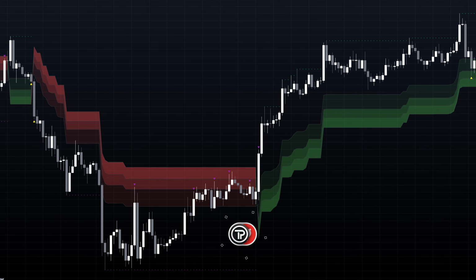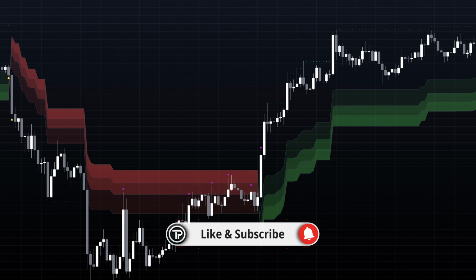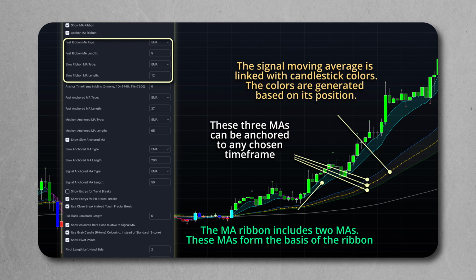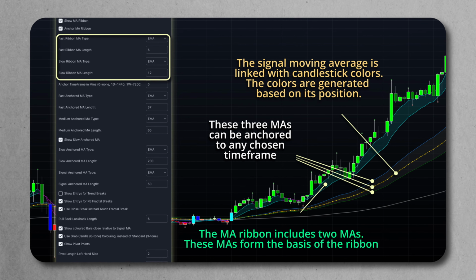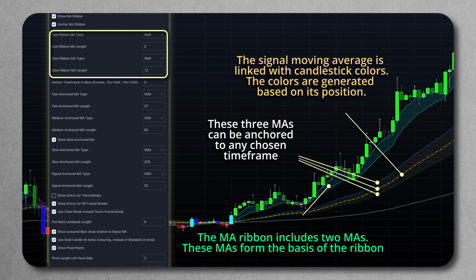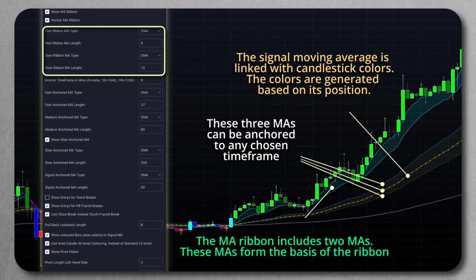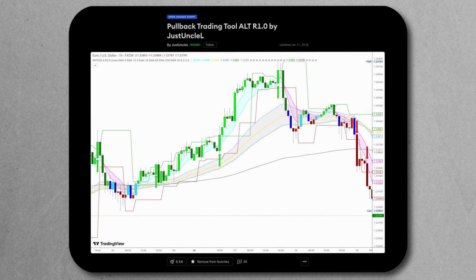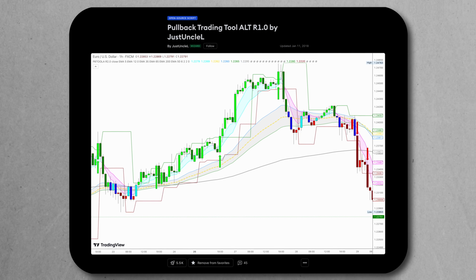I prefer a different way of entering trades, and it gives us another type of confluence that's based on the moving average. In our previous video about 5 TradingView ribbons, I mentioned this indicator and I pointed out that it's rather a complete trading system, but today we only need a small part from it. The indicator is called the Pullback Trading Tool ATR 1.0 by Just Uncle L.